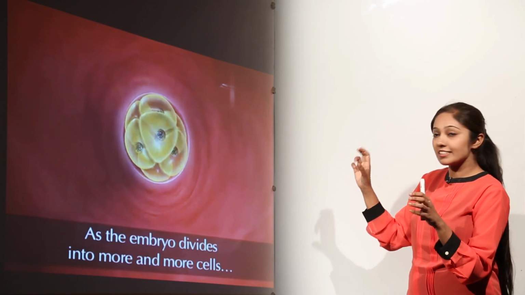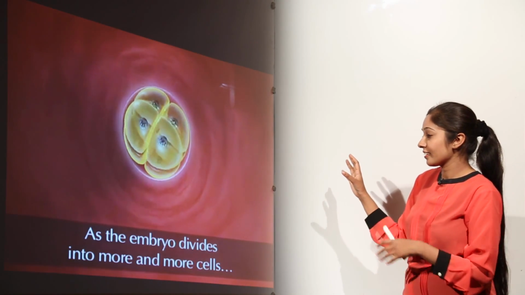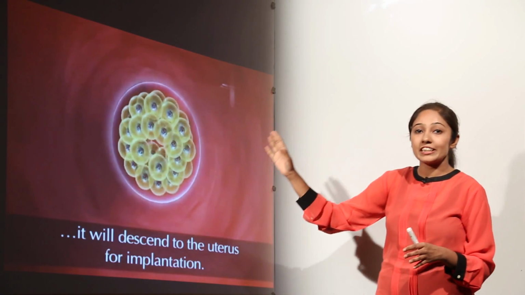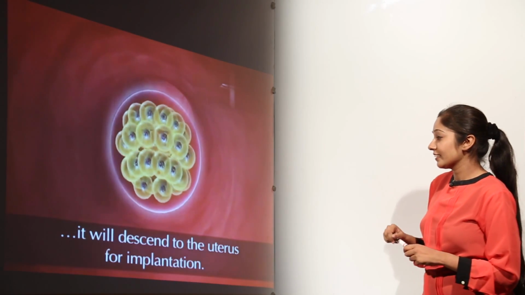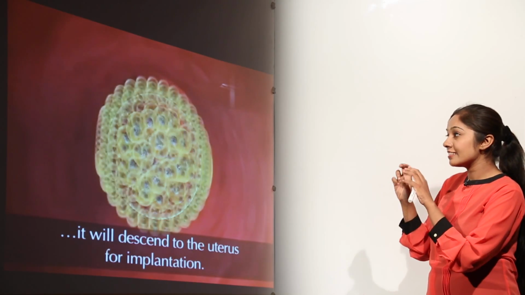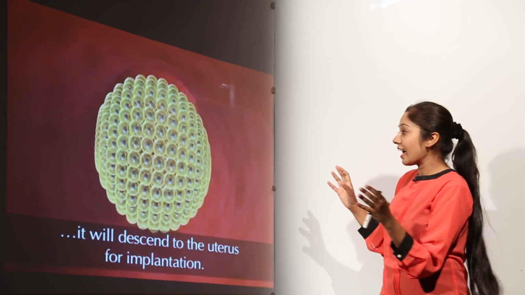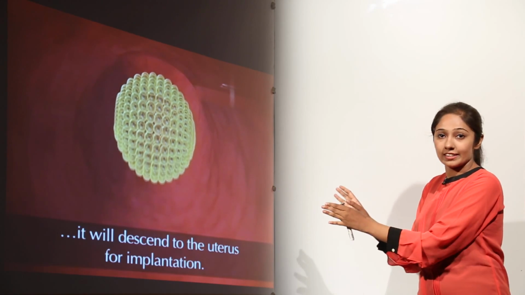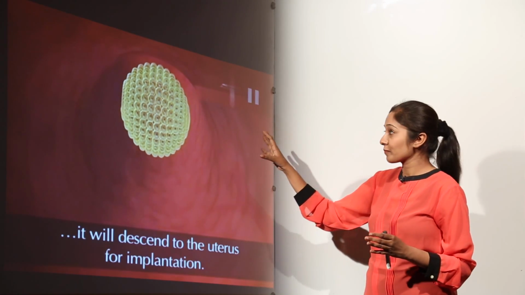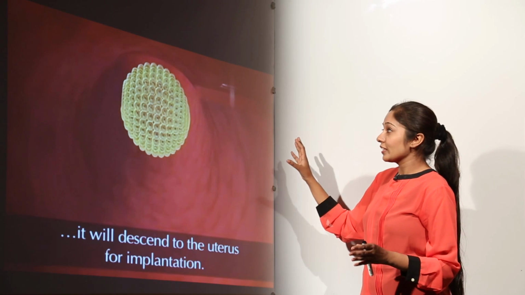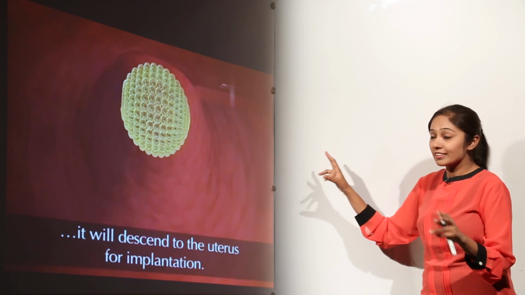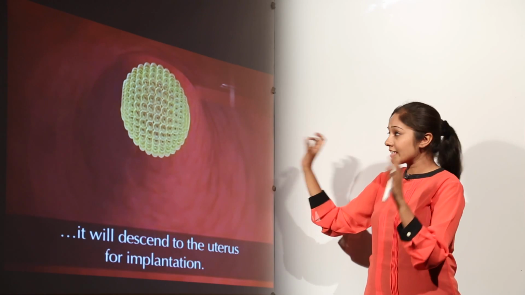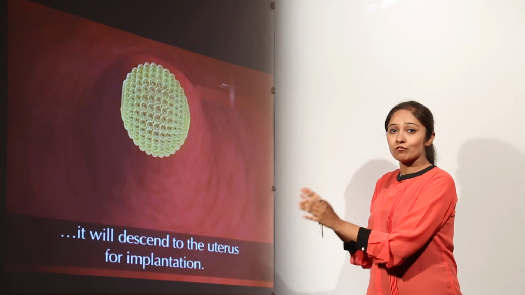It reaches certain stages. It will descend to the uterus for implantation. Now it is still dividing, and after these divisions, it is going to implant itself to the uterine wall. So this is how this development happens. The implantation of this multicellular stage in the uterine wall occurs.